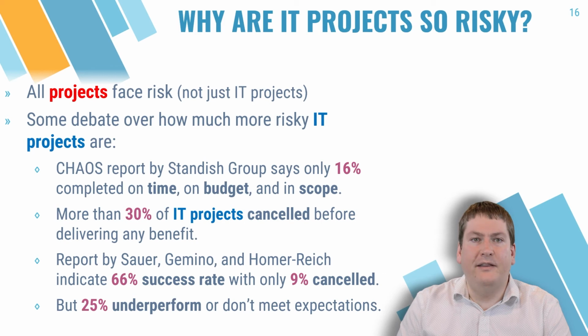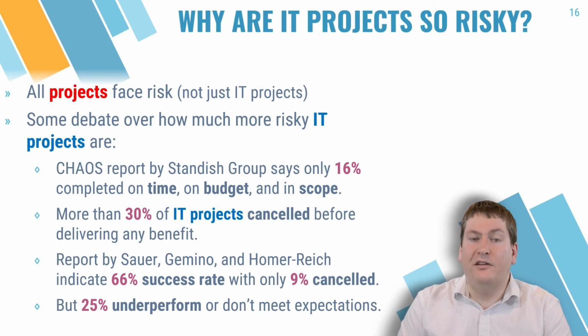The Chaos report by the Standish Group states that only 16% of IT projects are completed on time, on budget, and in scope. That's a scarily low number. Worse still, they also state that 30% are cancelled before any value is derived from them. Fortunately, later research has shown a little bit higher success rate for IT projects, being closer to about 2/3 or 66% of projects being successful. But even then, 25% of them underperform and did not meet some expectations. Even these improved numbers are still abysmally low.